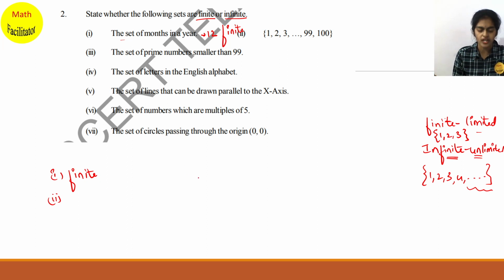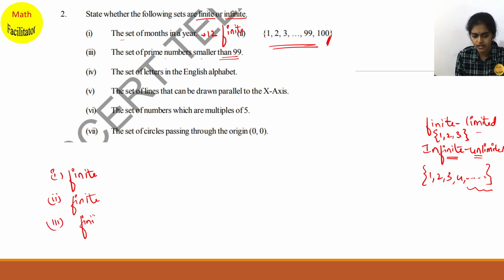The next question is 1, 2, 3, so on, up to 100. Whenever you're talking about finite and infinite sets, you look at the last element. The last element is stopping here. There is no "so on", it is stopping here. So this is also a finite set. Exactly 100 elements are there. Next, the set of prime numbers smaller than 99. Smaller than 99 means it is also a finite set, isn't it? You will take the elements only up to 99.